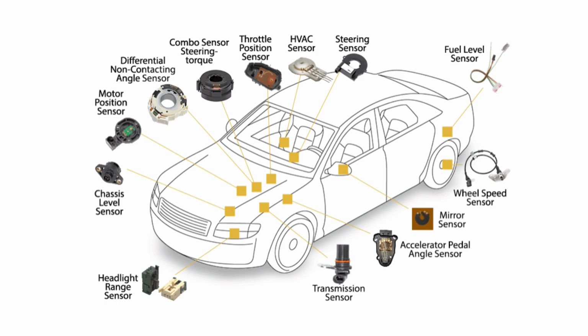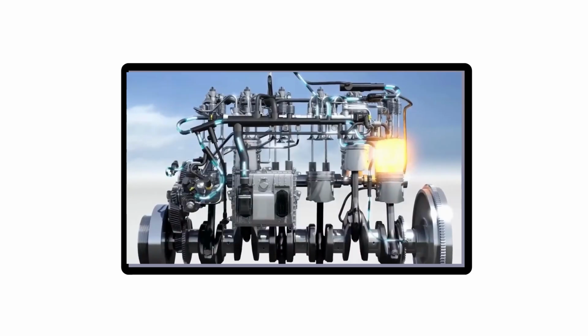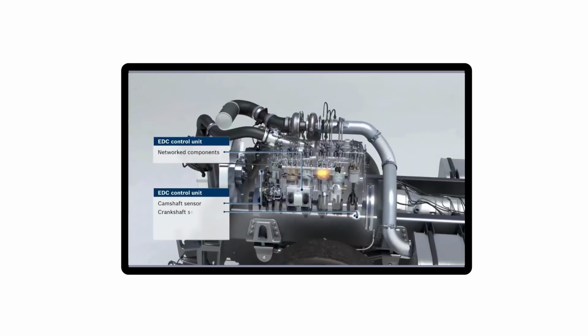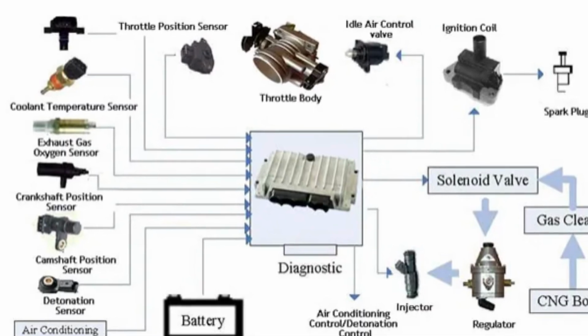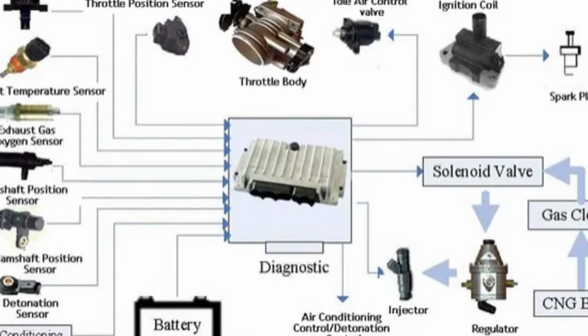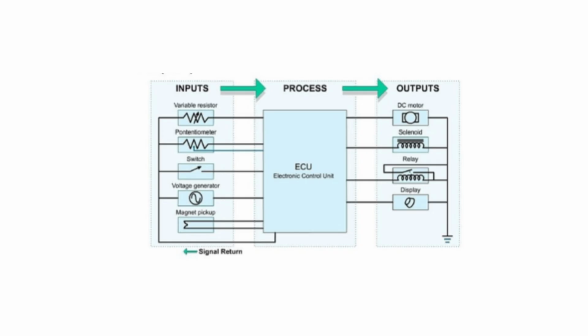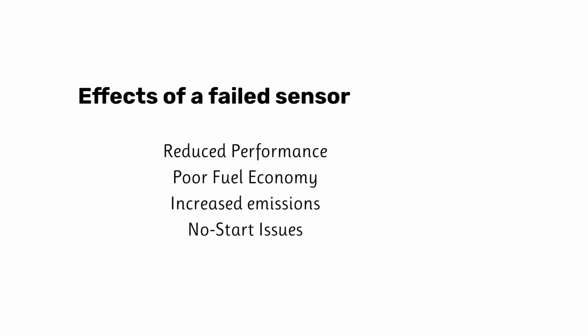Modern vehicles are equipped with advanced electronic control systems that depend on a network of sensors to operate efficiently, safely, and in compliance with emission regulations. These sensors serve as the primary data inputs for the engine control unit, commonly known as the ECU. When even a single critical sensor fails, the result can be reduced engine performance, poor fuel economy, increased exhaust emissions, or, in severe cases, a complete no-start condition.